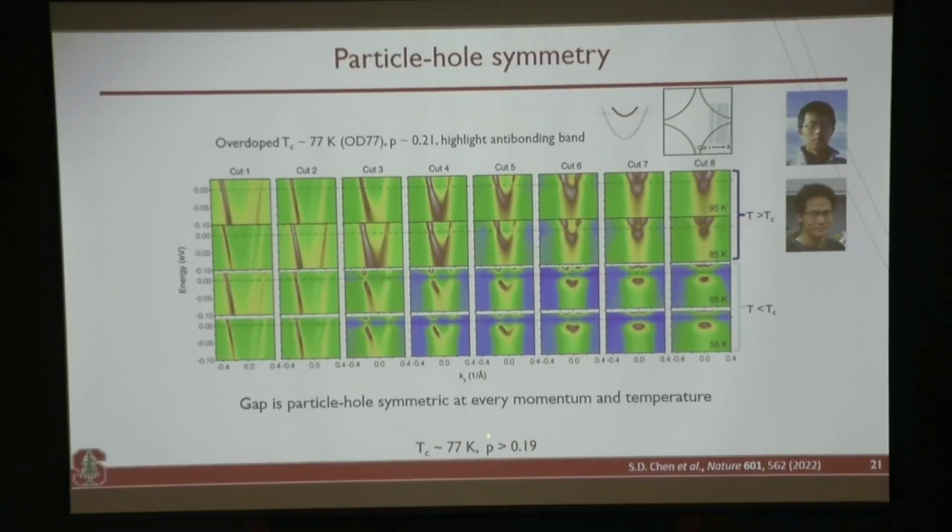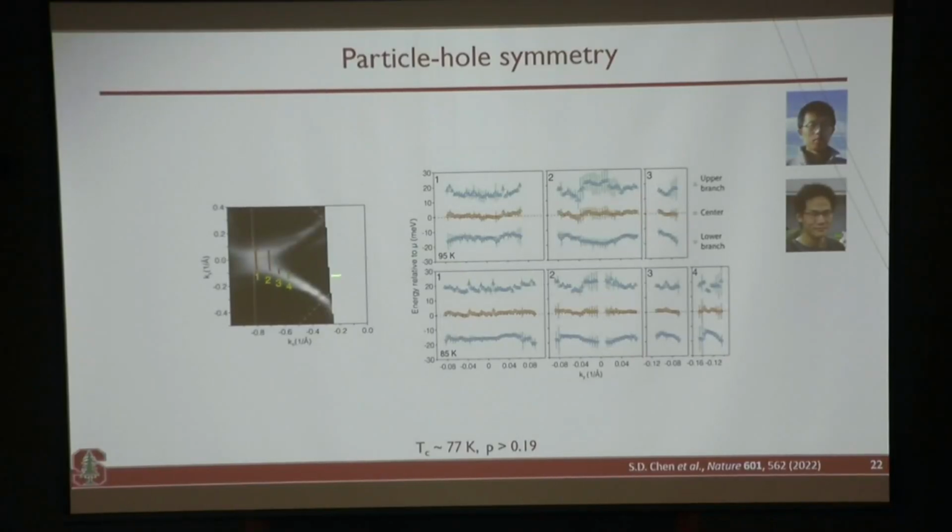And you can see here the data, okay? The Tc is 77 Kelvin. You can already see even at 85 Kelvin, it's fairly clear there's something happening at the chemical potential, a gapping behavior. Even at 95, it happens. So you can analyze this data over all the relevant momentum space.